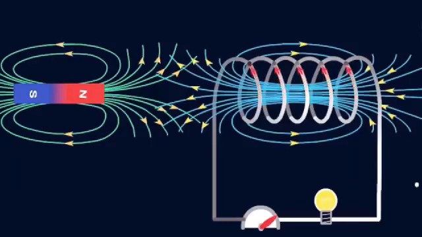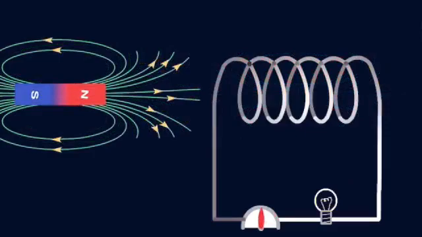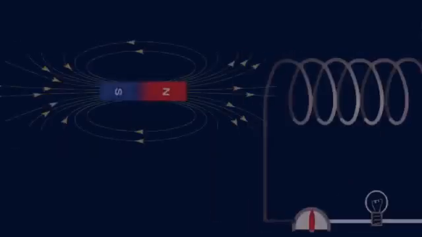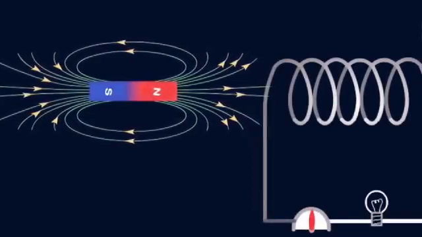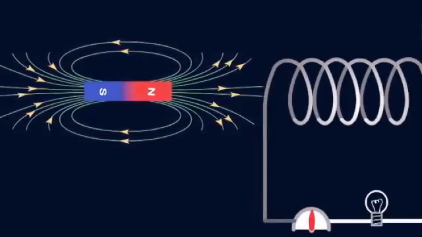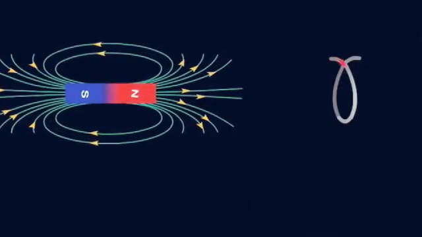Faraday discovered that when the magnetic flux linked with a coil changes, an electric current is induced in the circuit. The change in flux is the cause, while the induction of current is the effect. Lenz's law states that the effect always opposes the cause.